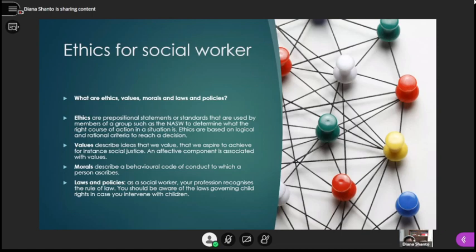Values describe ideas that we value, that we aspire to achieve. For instance, social justice. Donc, le narrative therapy has this aspiration of social justice. It's an affective component. An affective component is associated with values.